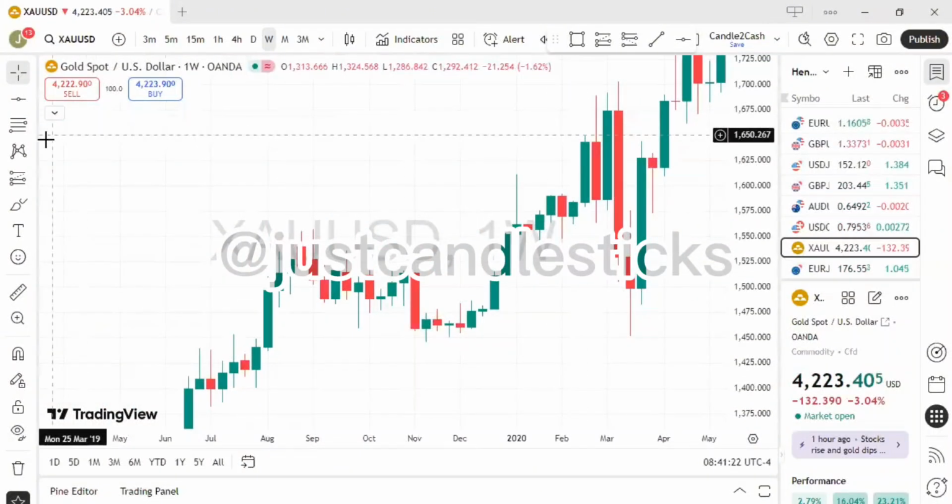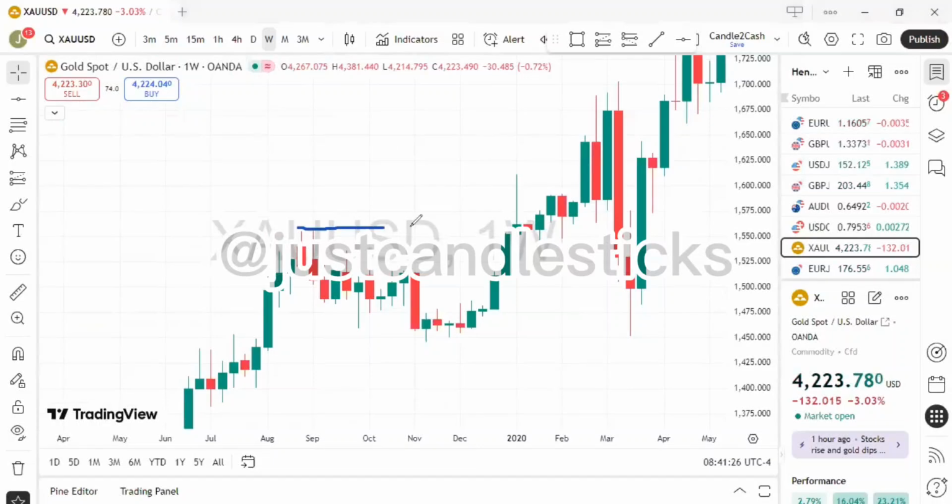For instance, let's look at this. This is a level here. In this level now, you have one green, a second green, then you have a third green, which is very strong. Then you can take this trade. Momentum.